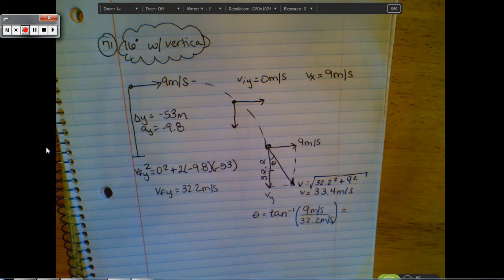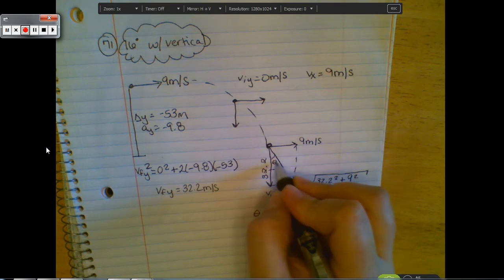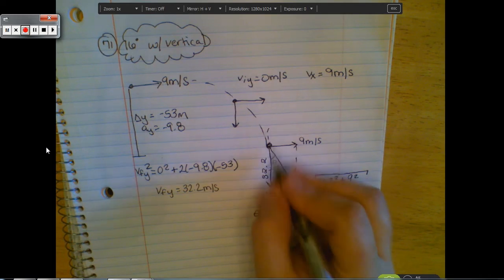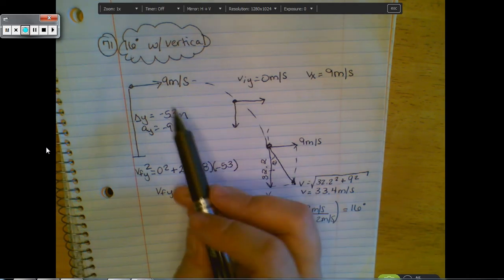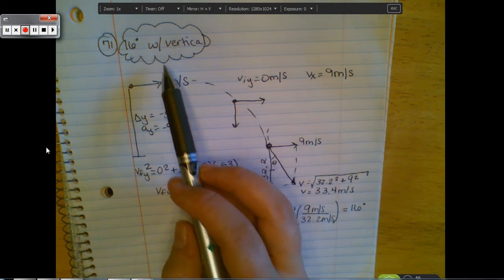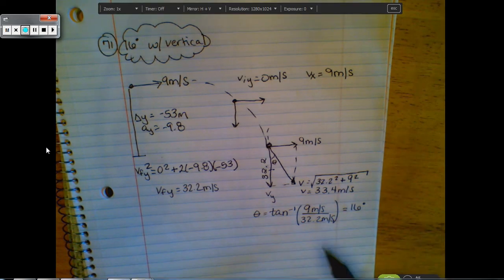So let's see, tangent inverse of 9 divided by 32.2. Yay, 15.6. So theta equals 16 degrees, and I went ahead and found this theta because I knew my answer was with the vertical here. If you would have found your answer with the horizontal, you would just need to be specific in your answer here. So you could say 90 minus 16, so 74 degrees with the horizontal. Okay, that one was easy.